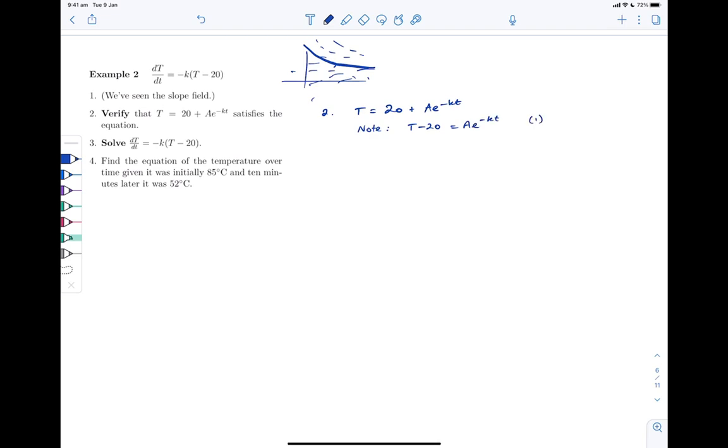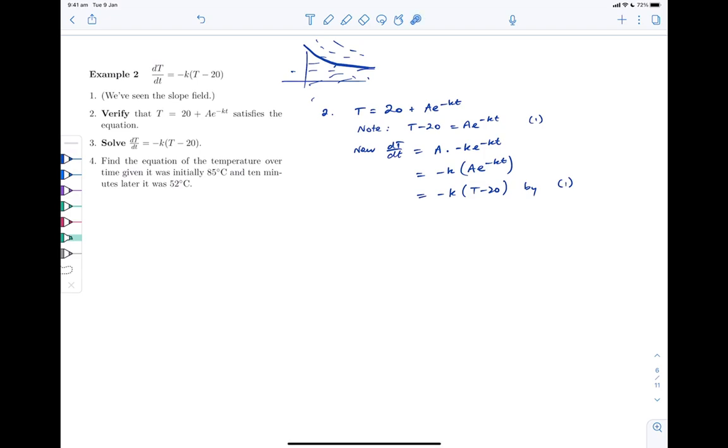I'm going to call that equation 1. All right, and now dT dt equals, well, the 20 plays no part, so we've got a times negative k e to the negative kt, and I'm going to rearrange that to put the negative k at the front and put this in brackets, right? And that is negative k lots of t minus 20 by equation 1.